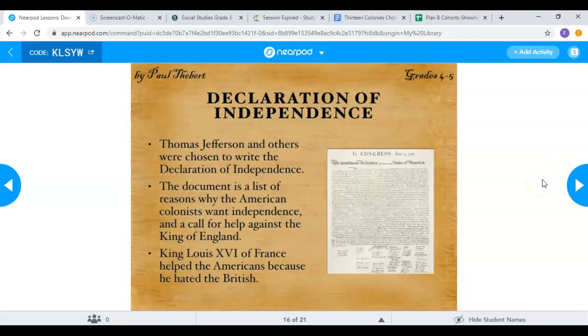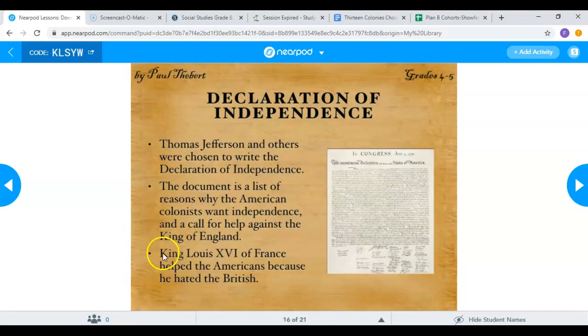We've already talked a little bit about the Declaration of Independence, but we'll talk much more about it. The Declaration of Independence was basically a letter to King George and the British government saying, we want to be independent from you, and here's why. The document is a list of reasons why the American colonists wanted independence, and it was a call for help against the King of England.